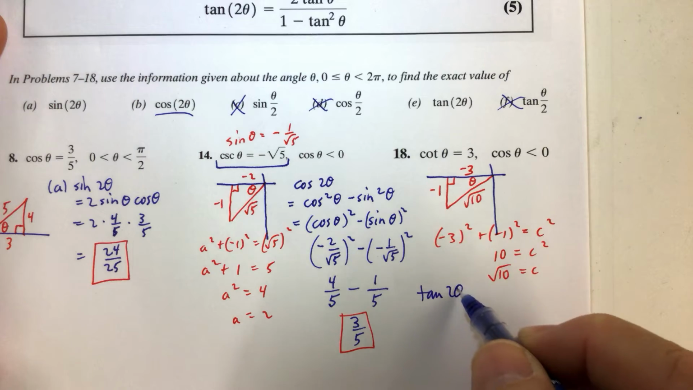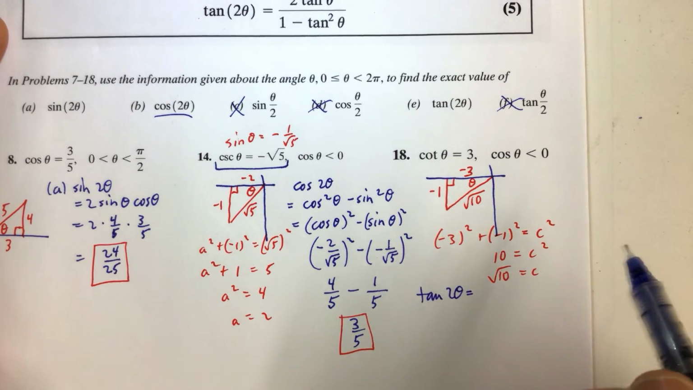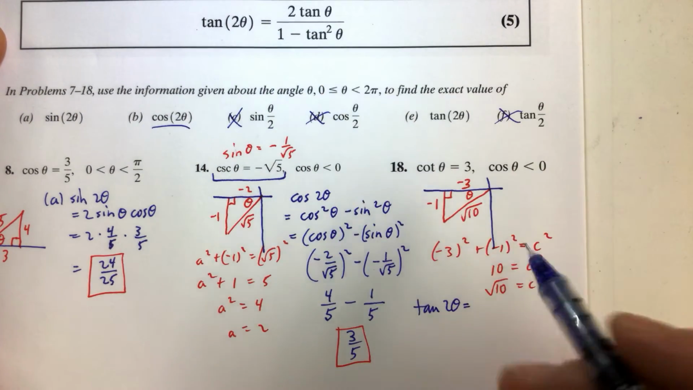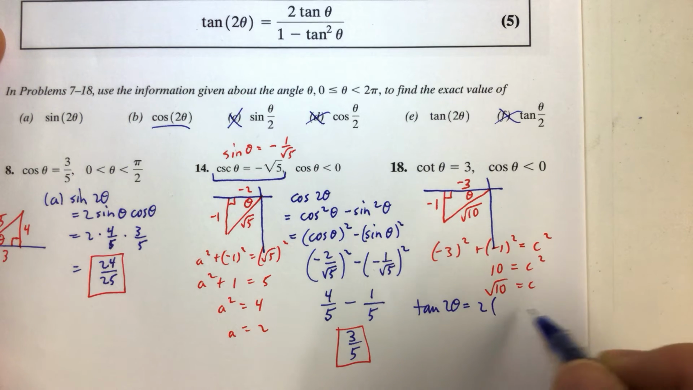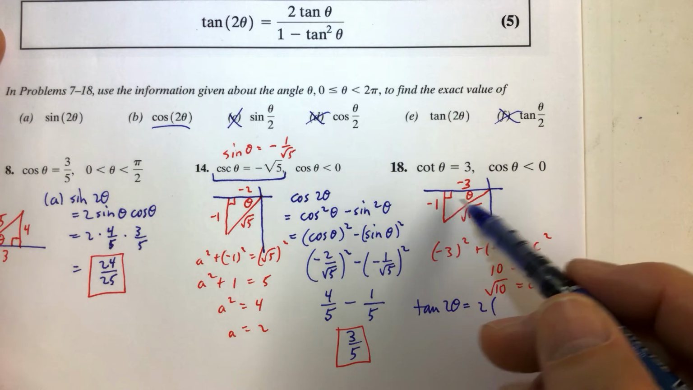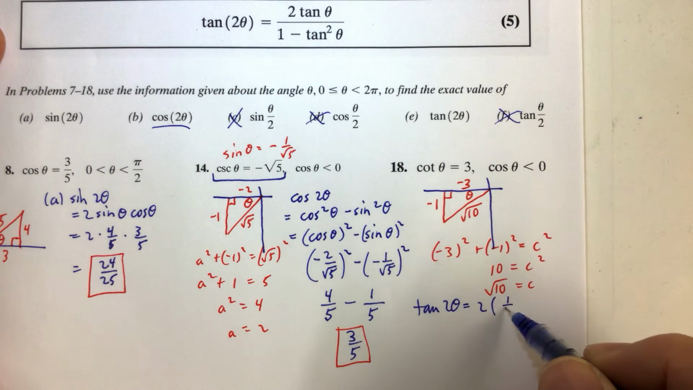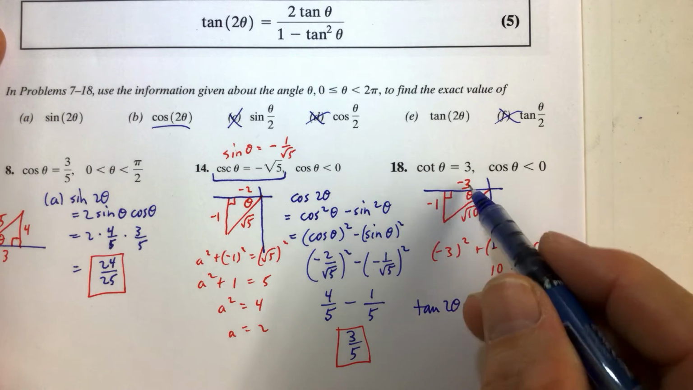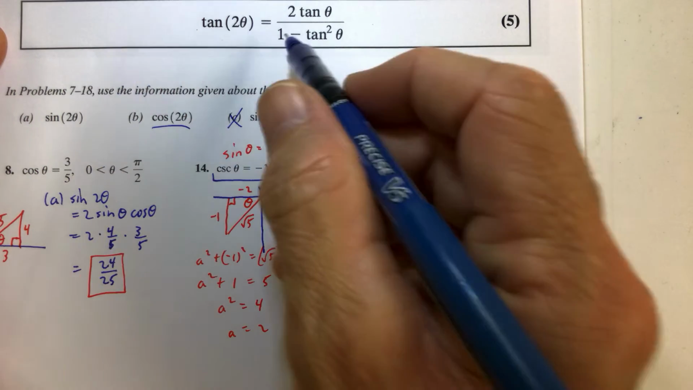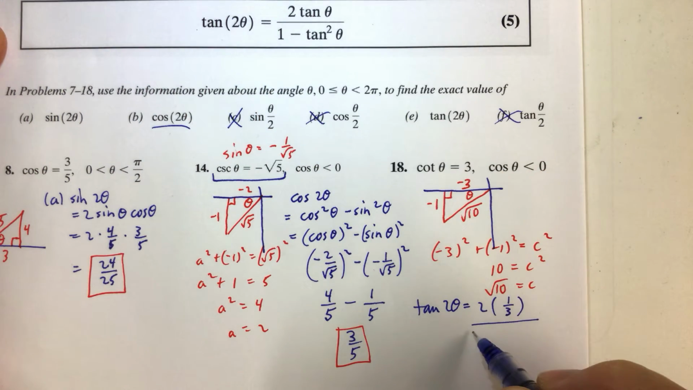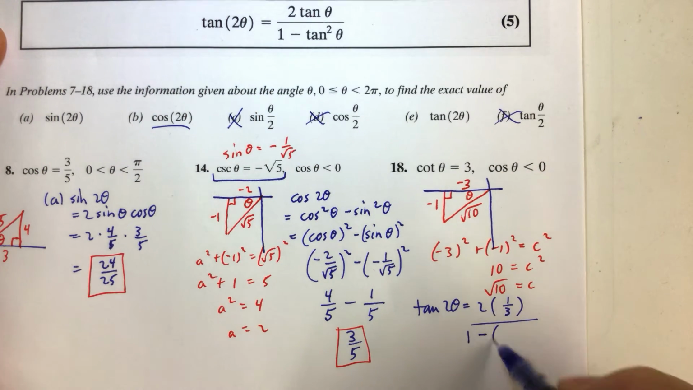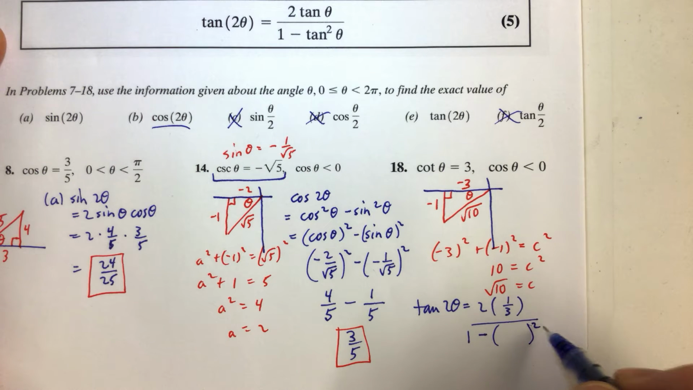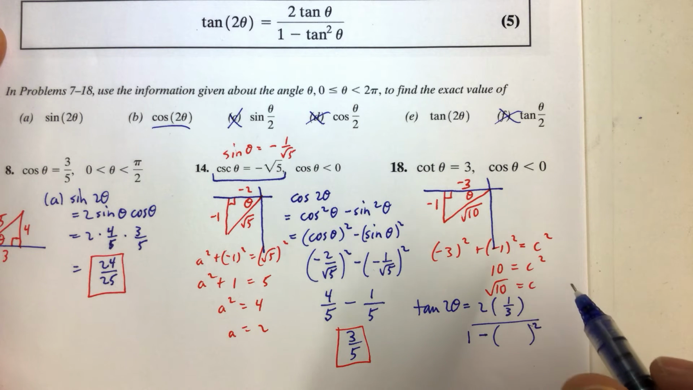Okay, so the tangent of 2 theta is equal to, we can see the formula right there, 2 times the tangent of theta. Now, what's the tangent of theta? 1/3. Opposite over adjacent. And then we have over 1 minus tangent squared. 1 minus tangent squared. So what is the tangent again? 1/3.